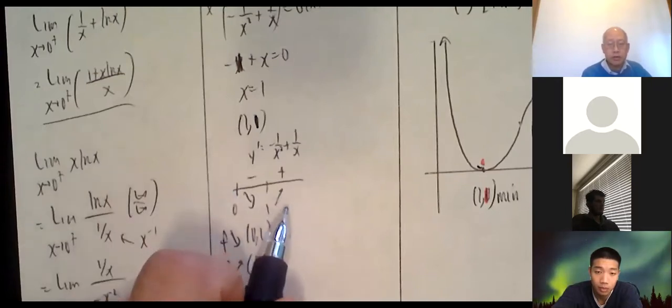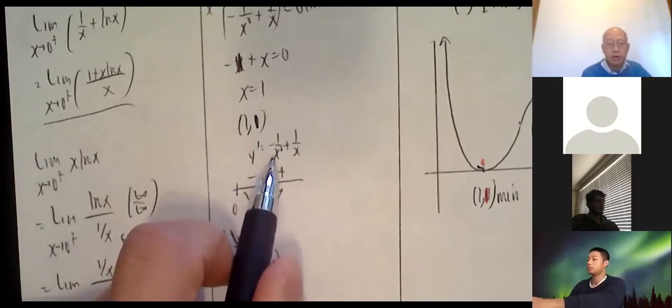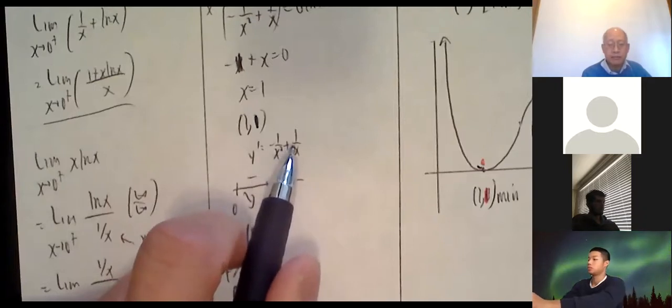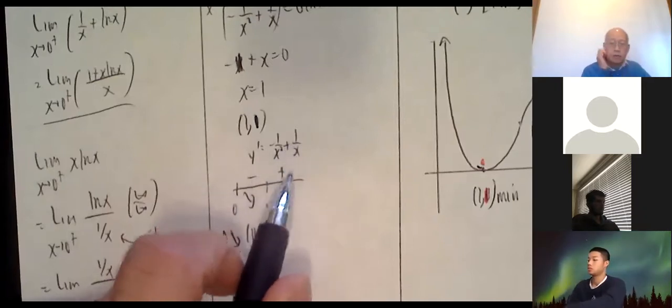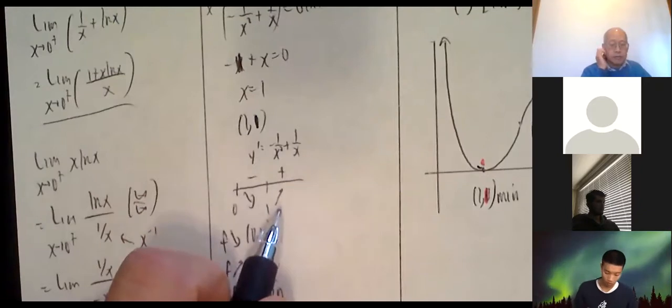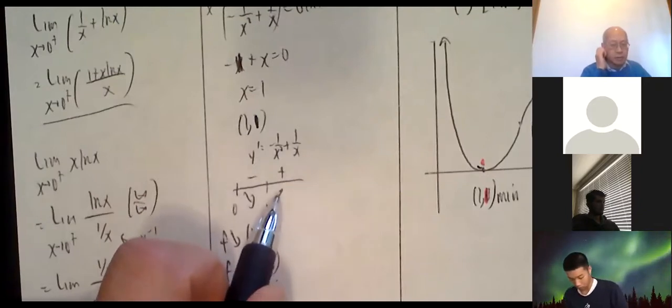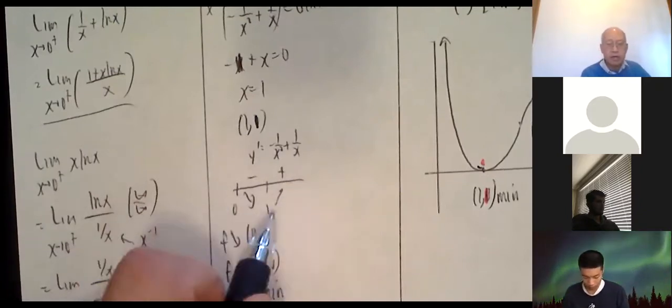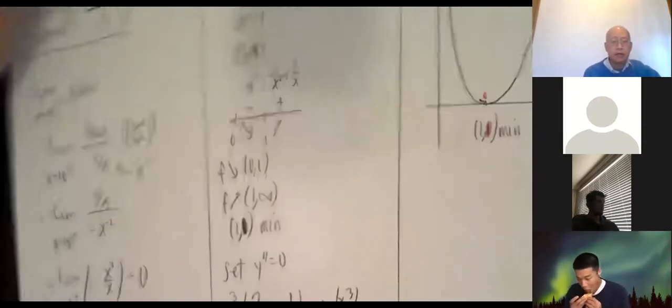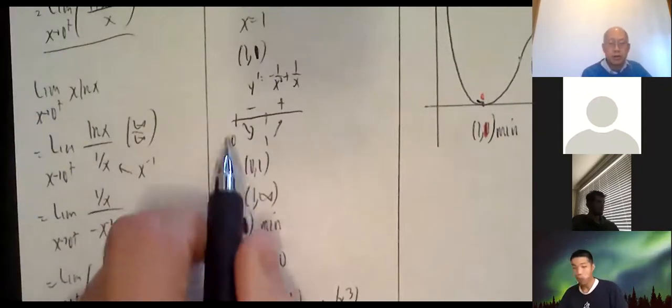If I plug in 2, I have negative a quarter plus a half. That's actually positive. So this one, there's no real nice way to do it except just multiply it out. Okay, so decreasing, increasing. So f is decreasing between 0 and 1.